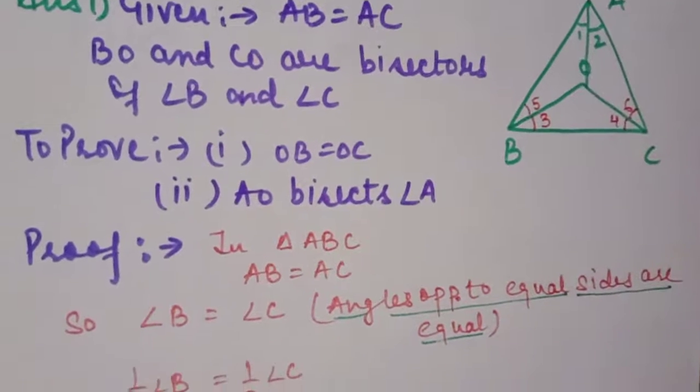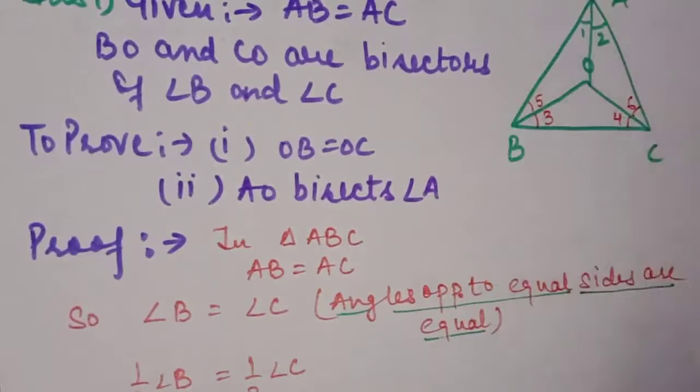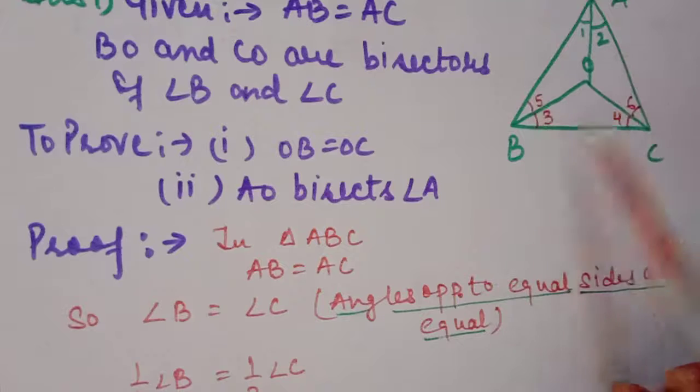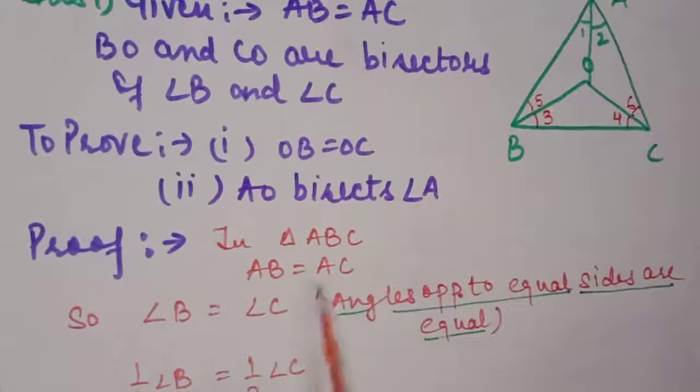So students, for the solution, we will take this triangle ABC. AB and AC are equal to each other, it is given. So by theorem 7.2, if two sides are equal in a triangle, then the angles opposite to them are also equal to each other. If AB and AC are equal, it is given, so definitely angle B and angle C are also equal. Reason? Angles opposite to equal sides are equal. You don't have to write theorem 7.2, you have to write it like this: angles opposite to equal sides are equal.